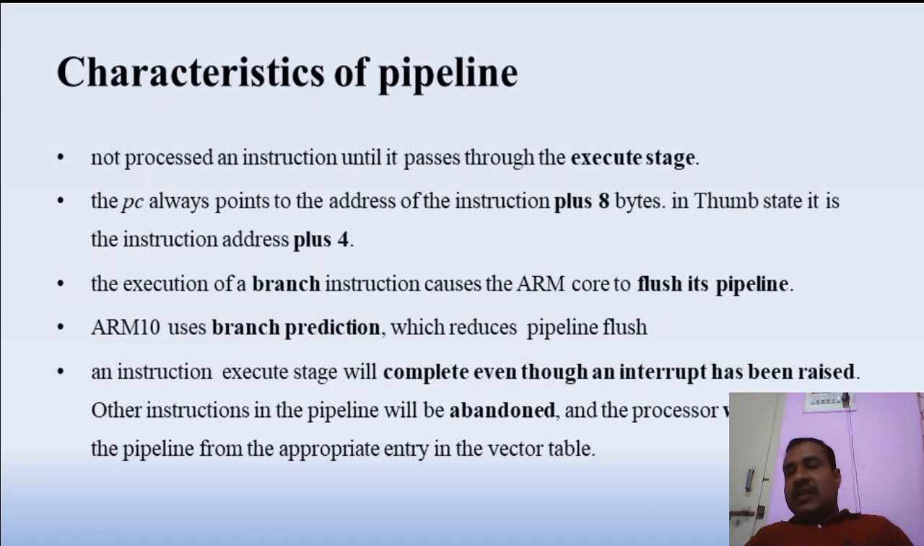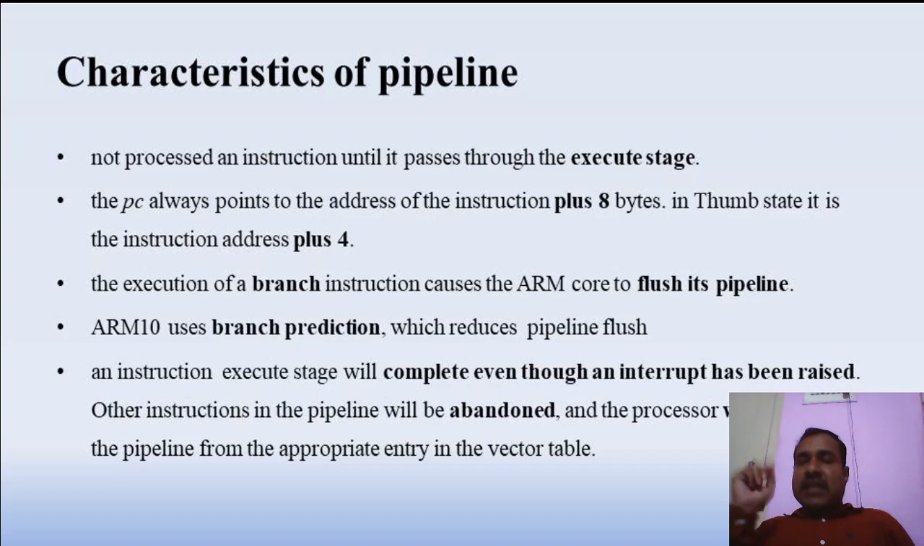And these are some characteristics of the pipeline. An instruction in the execution stage is processed only when the next instruction is brought in. That is to say, the instruction is executed only when the next instruction is brought into the system or pipeline. The second characteristic is that the PC will always point to an instruction address plus 8 bytes.